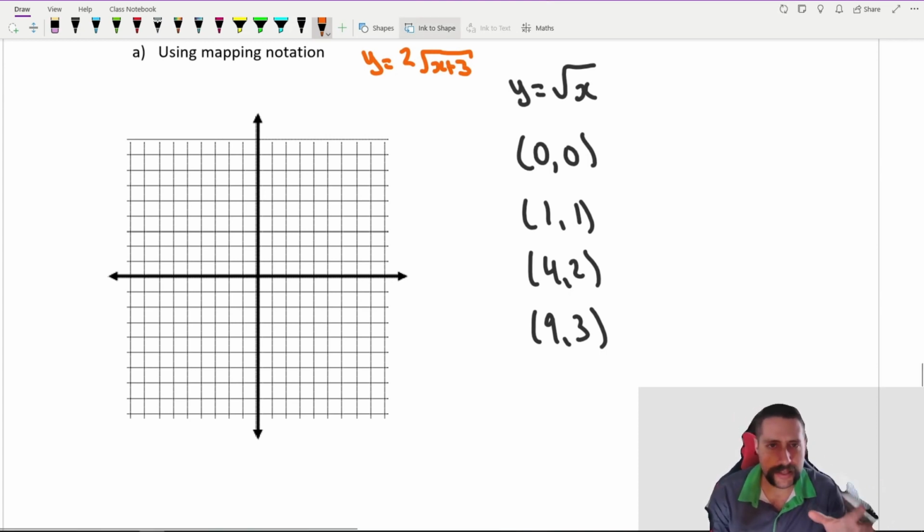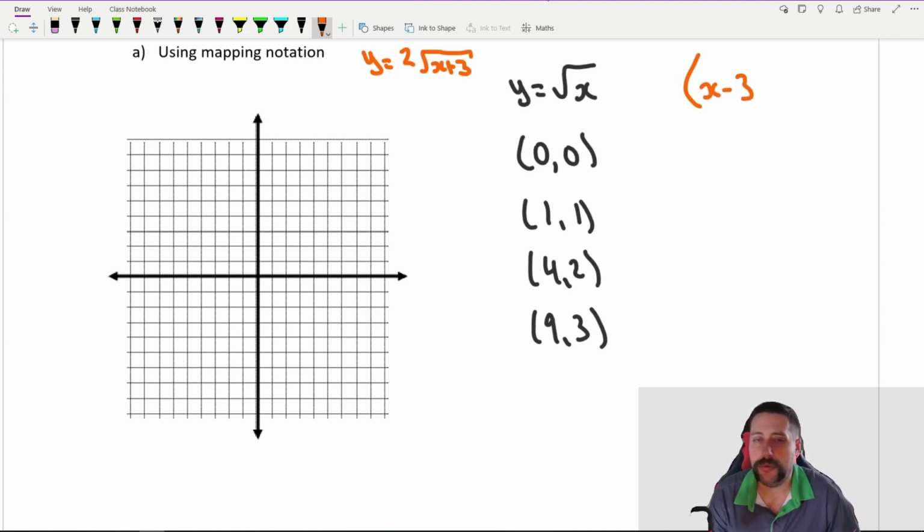So in this particular graph, everything on the outside of the root is vertical stretch, compression, or shift. Everything under the root is going to be a horizontal stretch, compression, or shift. So everything outside the root, you're going to do stuff to your graph vertically. Everything inside the root, you're going to do things horizontally to a graph. In this particular case, it says x plus 3. That's going to affect your x values, so you're actually going to subtract 3. So you're going to move this graph 3 units to the left.